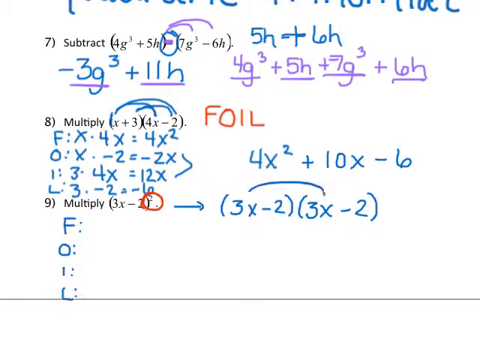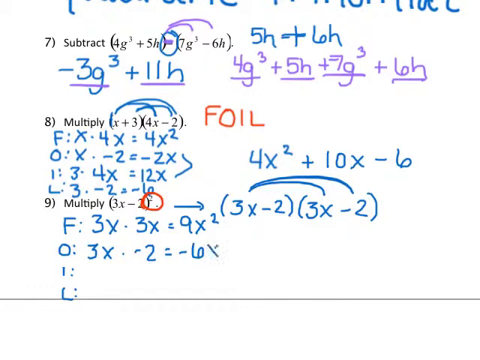So first would be 3x times 3x, which is 9x squared. Outside, 3x times negative 2 makes negative 6x. Inside, negative 2 times 3x is also negative 6x. And last, negative 2 times negative 2 is positive 4. Now I'm going to go about combining things.